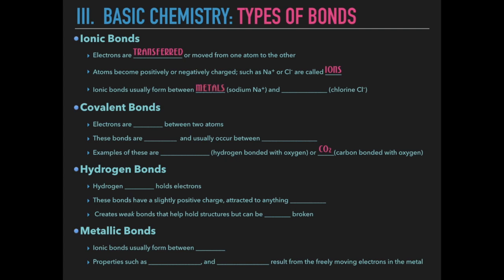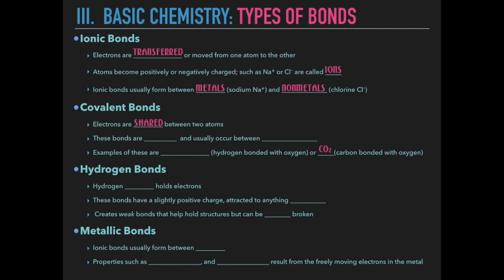Now ionic bonds usually form between metals and nonmetals. So salt is an example of an ionic bond. This is when sodium, which is a metal, we learned that it's a silvery soft metal, bonds with chlorine, which can be a powder or a gas, a yellow gas. So it's a non-metal.